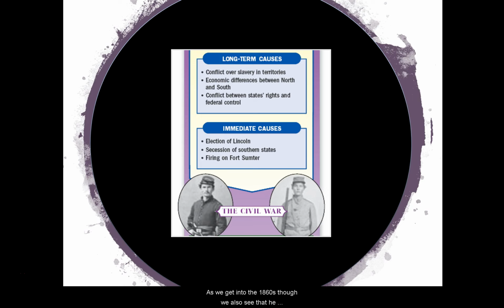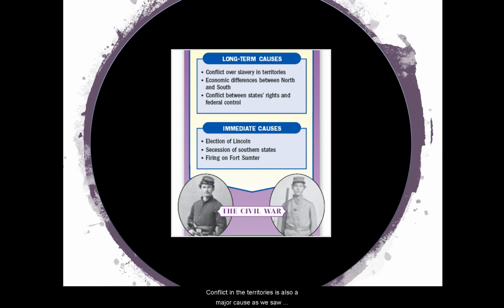As we get into the 1860s, though, we also see that economic divide. With the first industrial revolution, the market revolution, we see the rise of mechanization in the North. More factories are springing up, more mechanized production is being done, whereas in the South, cotton's king. So agriculture and the idea of an agrarian South is predominantly taking hold still.